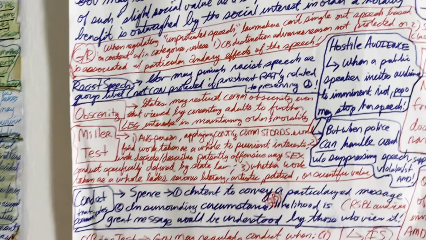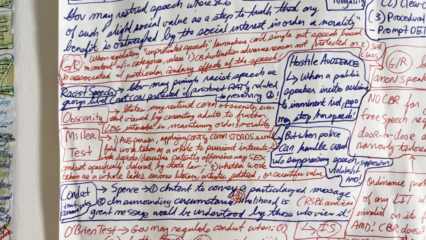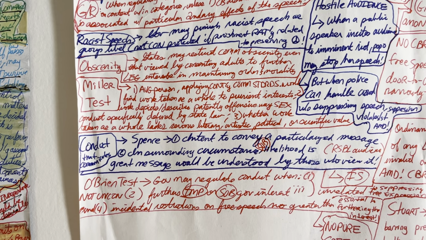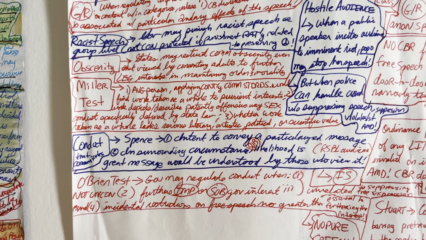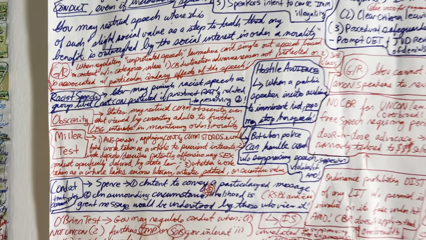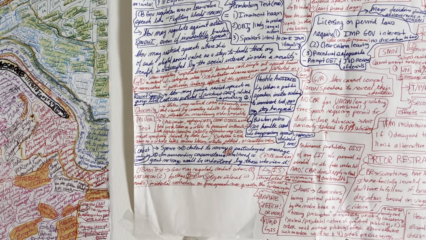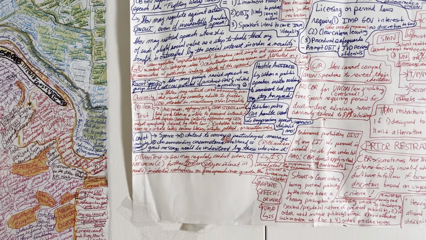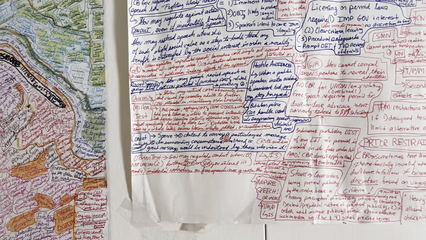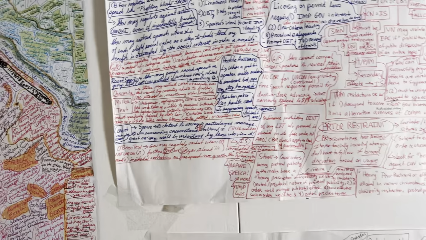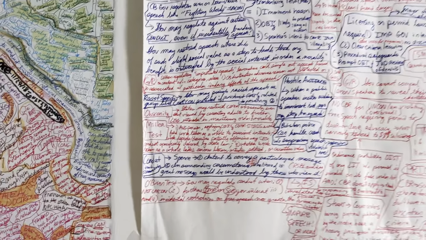Remember hostile audience: when a public speaker incites an audience to imminent riot, the police may stop her speech, but when police can handle the crowd without suppressing speech, suppression violates the First Amendment. So we look to public safety as a public interest here. So if the police can actually handle the crowd without suppressing speech, then the suppression actually violates the First Amendment. And that is the first part on speech.